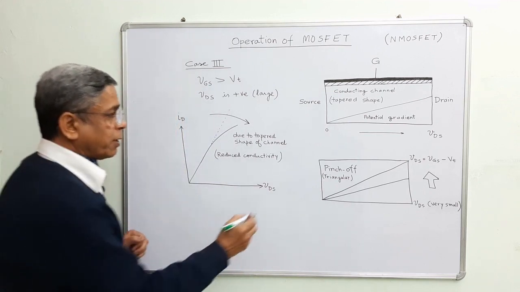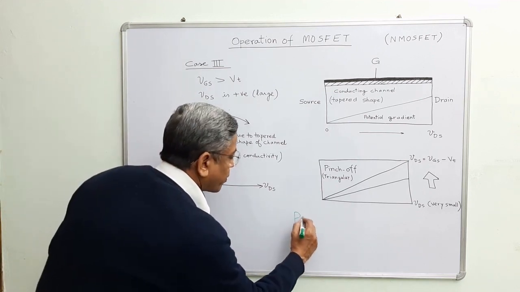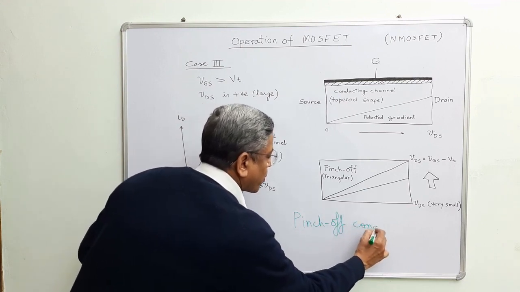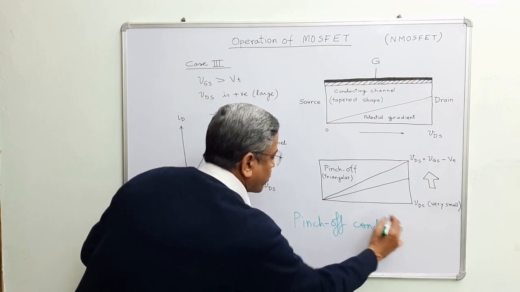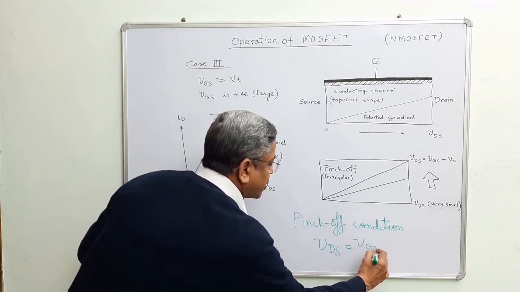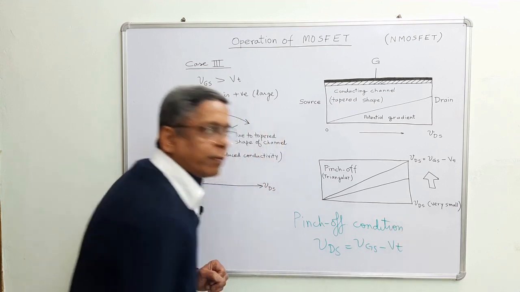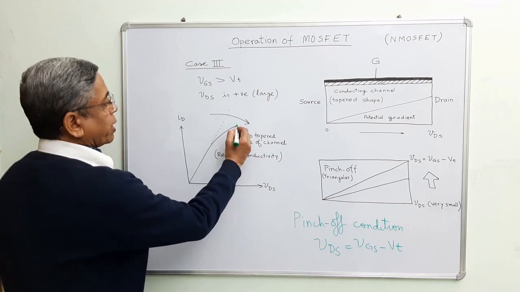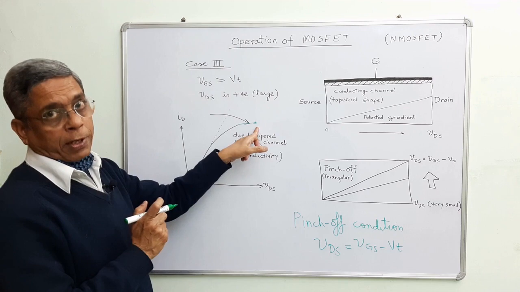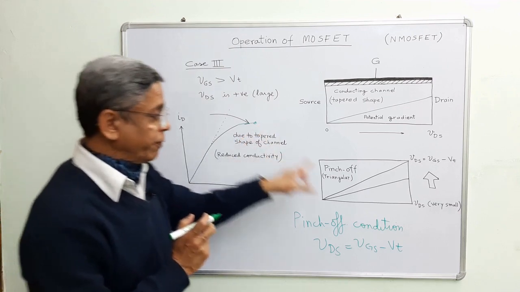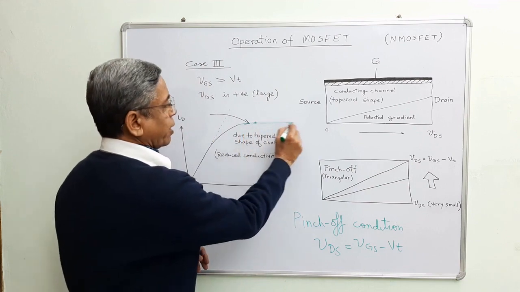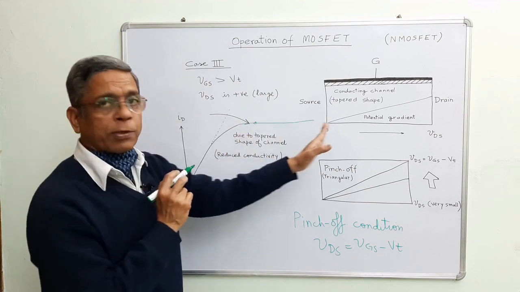At pinch-off condition, when VDS is equal to VGS minus VT, and this is the point over here. At this point, current becomes maximum, and increasing VDS beyond this point has little effect on the current, and current becomes constant.